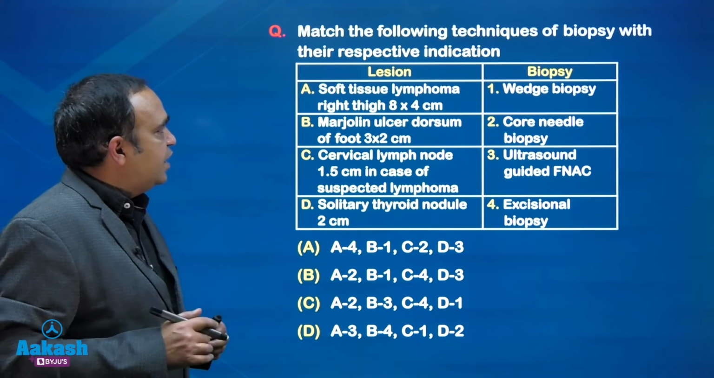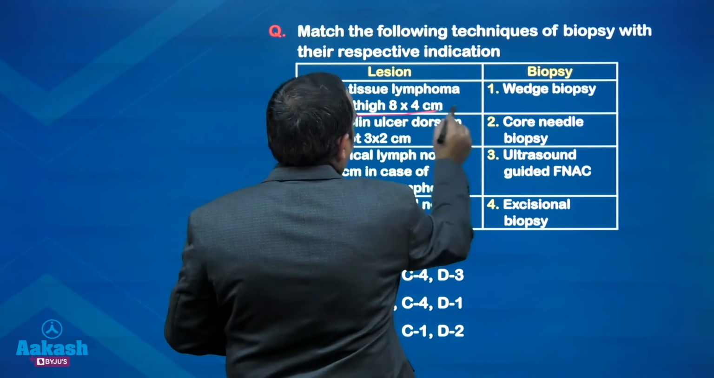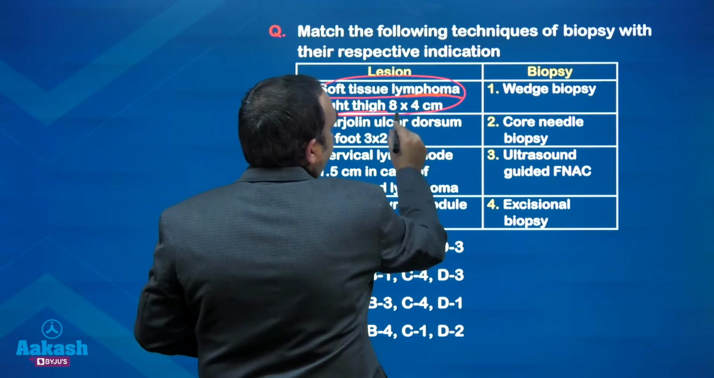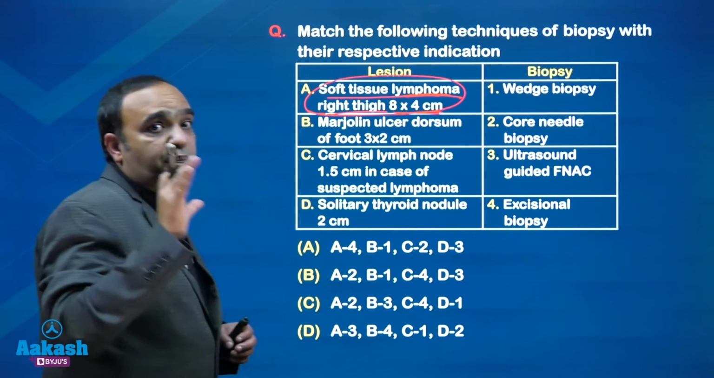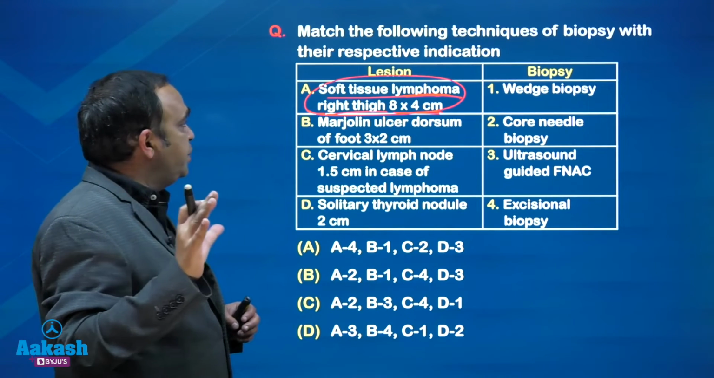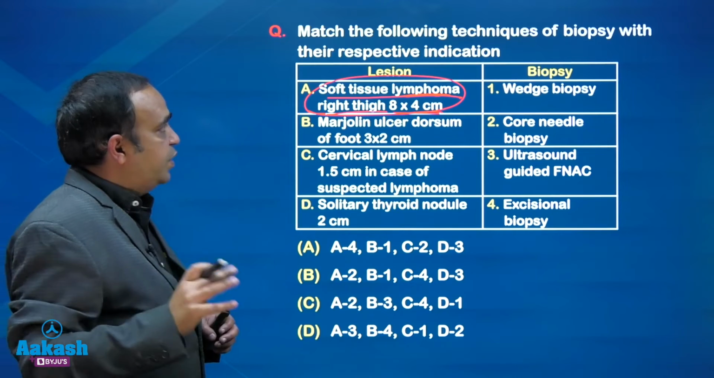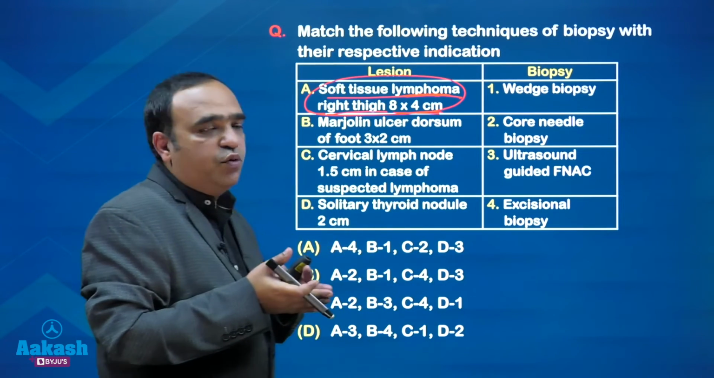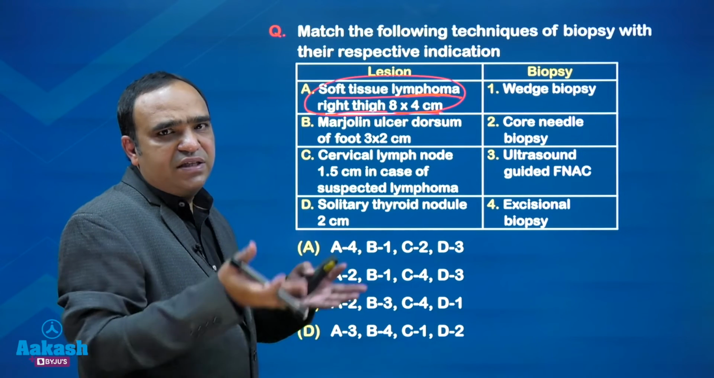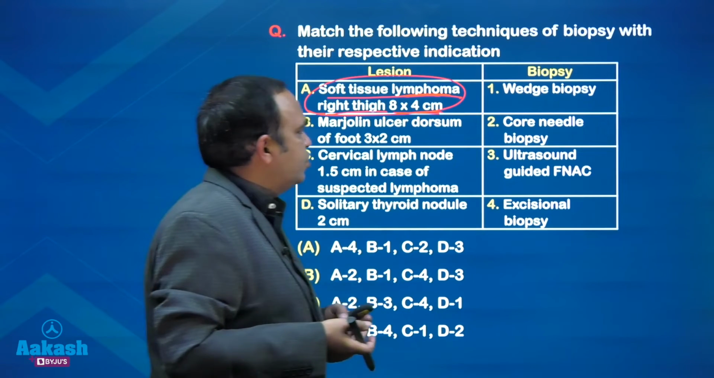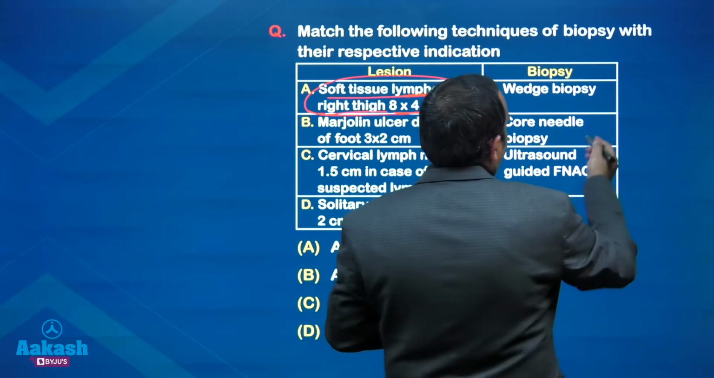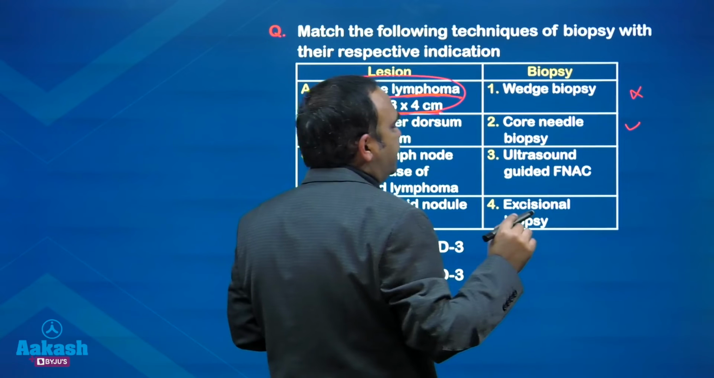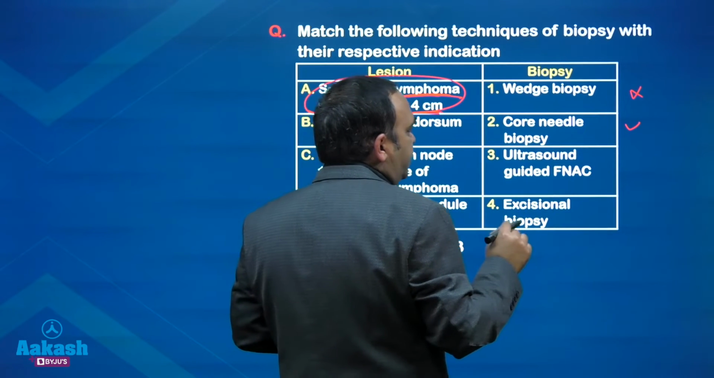So the left side are the situations. Soft tissue lymphoma, right thigh, 8 into 4 centimeter. So it's a big size. 8 centimeter is quite big. Right thigh lymphoma. Let us look at the choices. Wedge. Wedge means cutting and removing a block. Why unnecessarily cut it, right? So it's not needed. Core needle biopsy can be done. So wedge biopsy is not at all indicated.